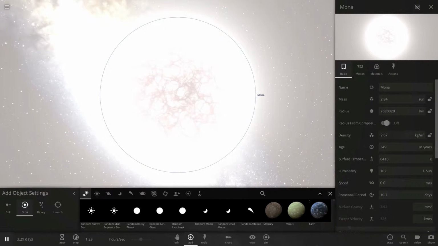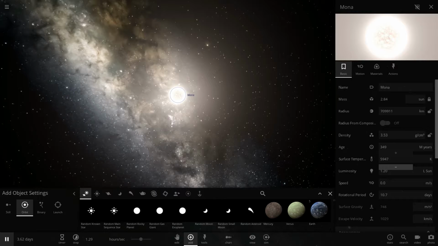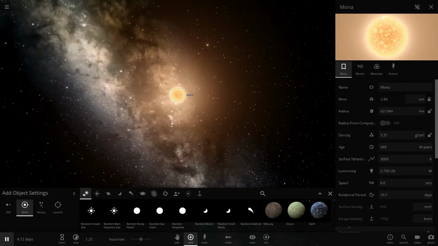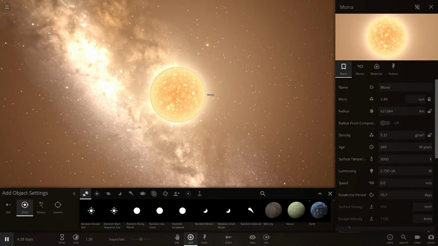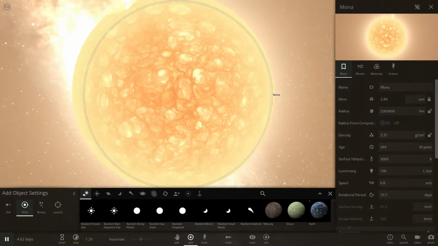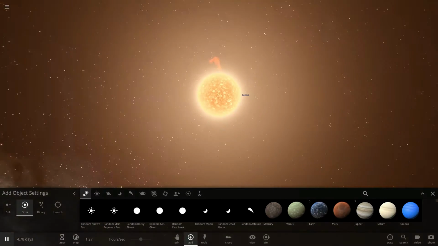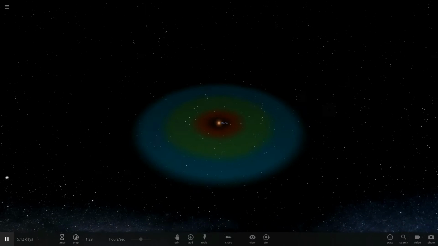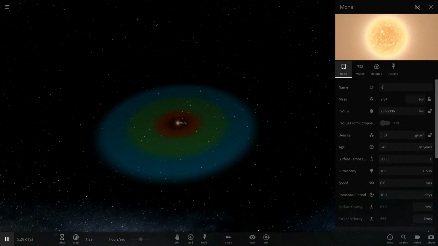So normally they're around 3,000 degrees Celsius. So 3,000 degrees Celsius. So something like this, right? So very energetic red subgiant. So I'm going to call it a red subgiant star, so that you guys don't get confused.